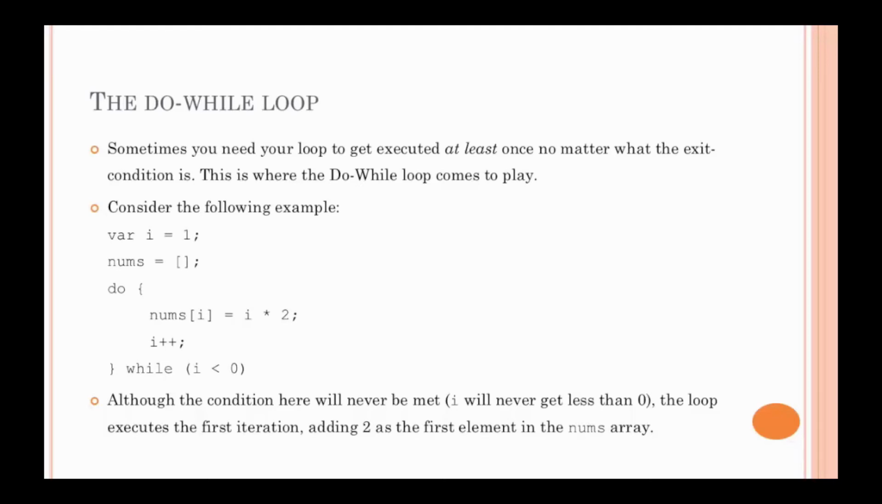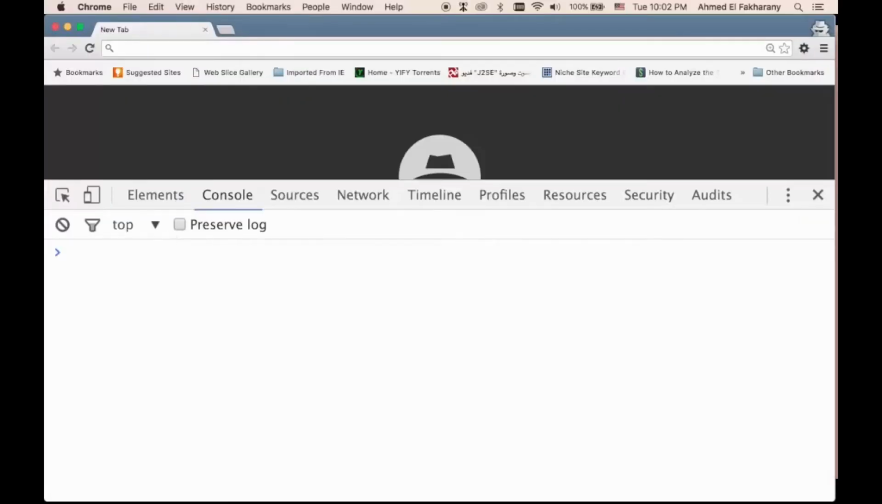So in this example here, we are setting var i to equal 1, okay? And again, we have the nums array. Let's initialize it to be empty. And then we start our do-while loop. It starts with a do, and notice here that do is not followed by an expression. It is just do and the opening curly brace, which gives you a hint about what this loop is going to do. It is going to execute the statement without even looking at the exit, without even looking at the condition that lets it continue.